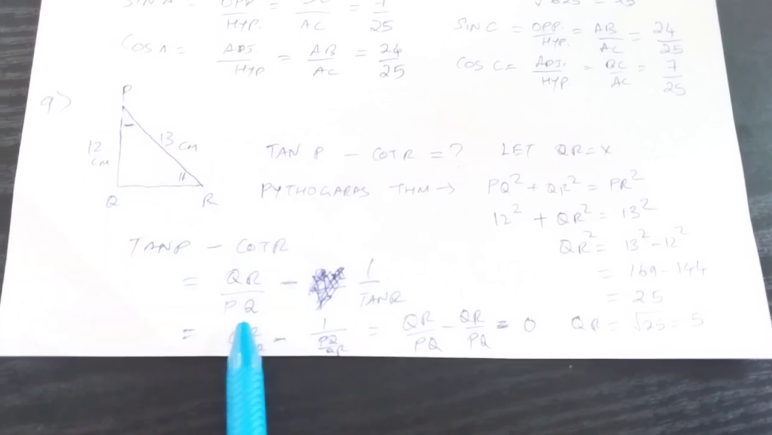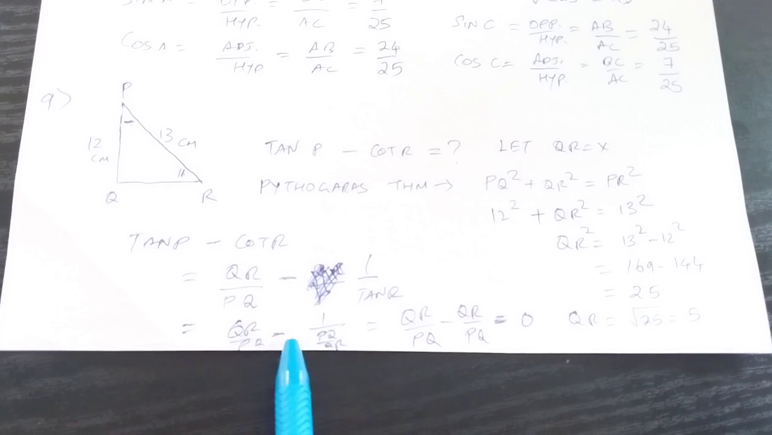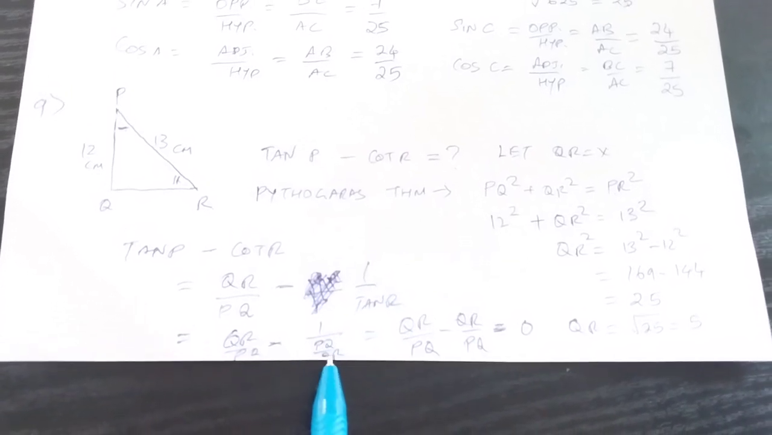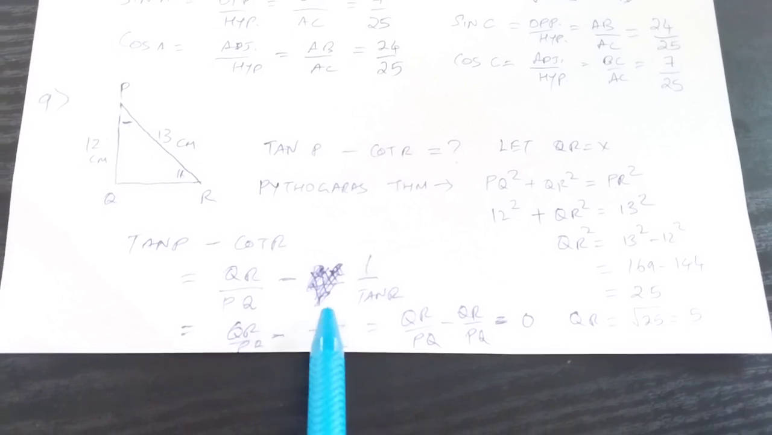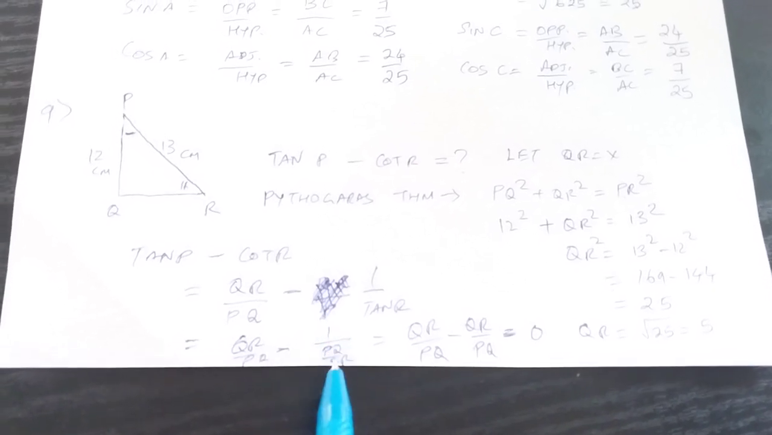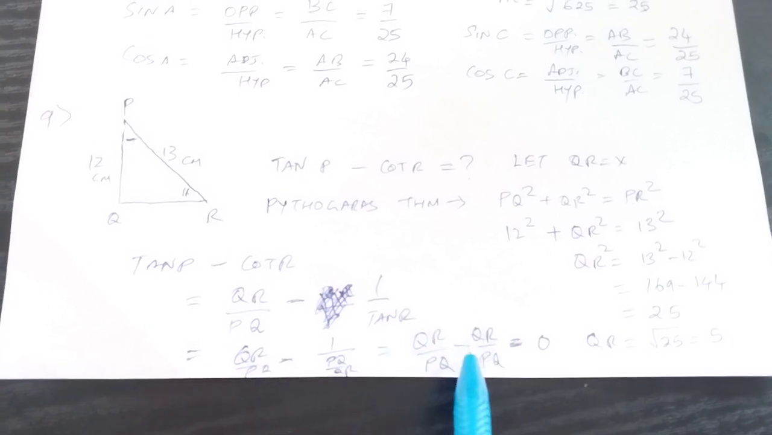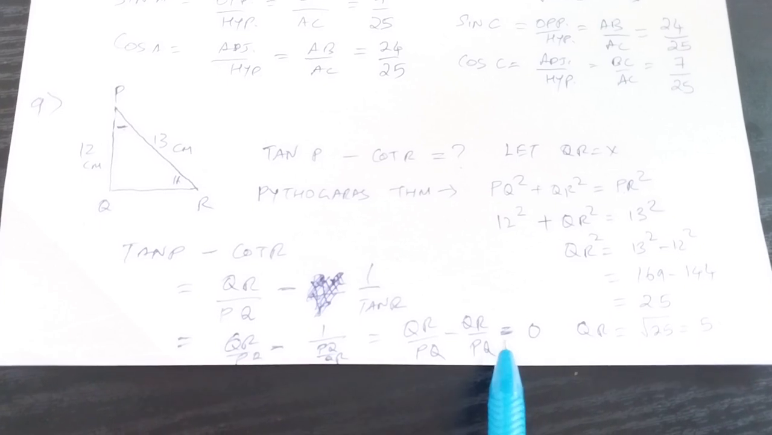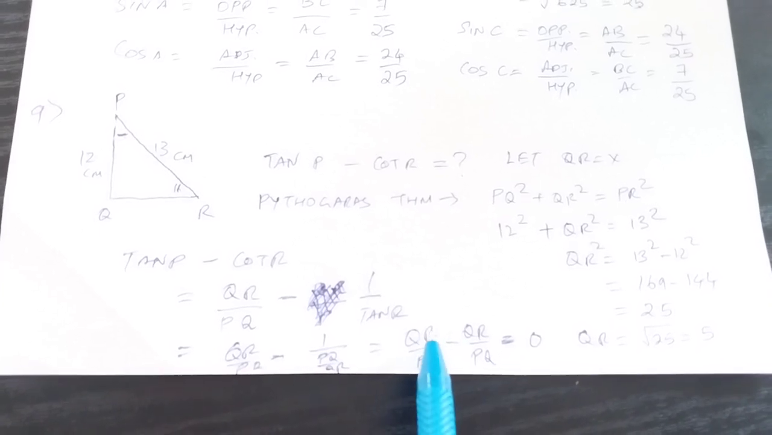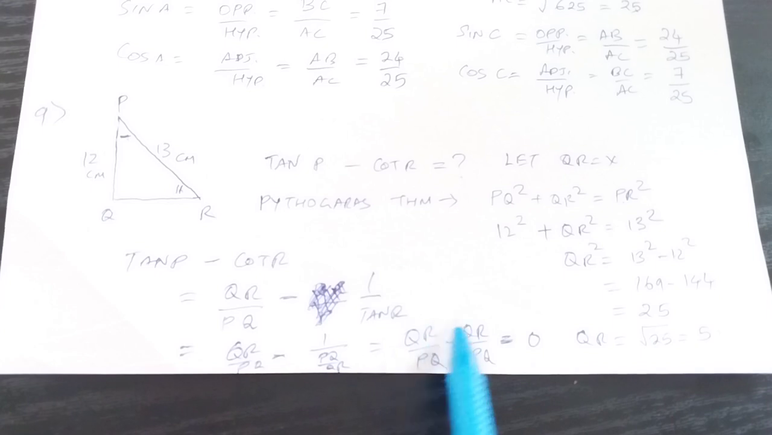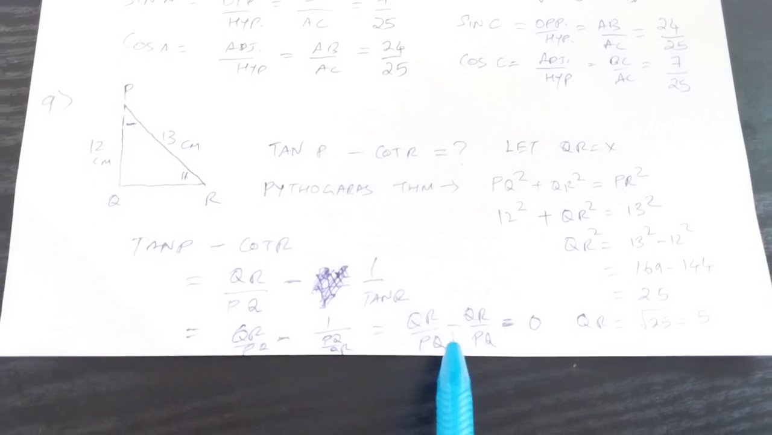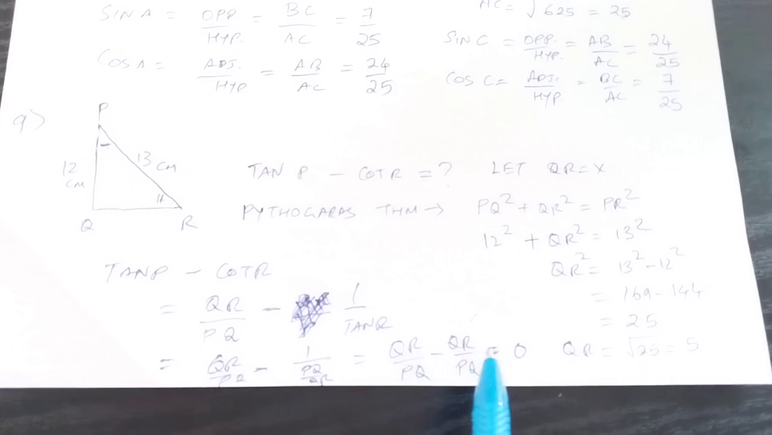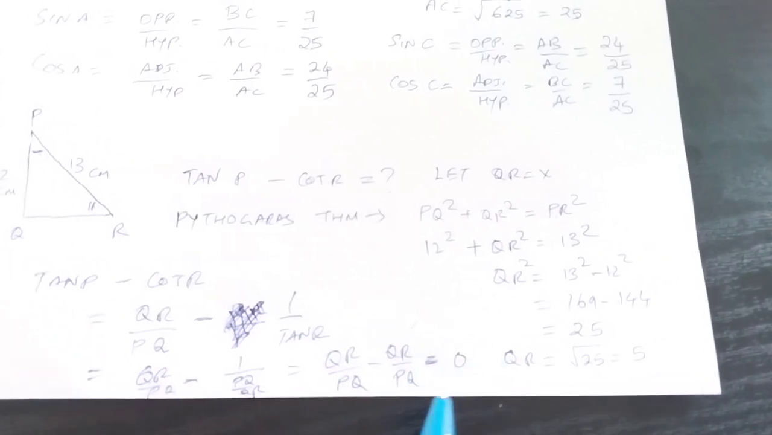Okay. So we get QR by PQ minus 1 upon tan R. Instead of tan R, we have written PQ by QR. Okay. So because this is a division and this is a fraction, this PQ by QR will get inverted. So we'll get QR by PQ minus QR by PQ. Okay. So look at this. It is like saying 5 minus 5 or 6 minus 6. This is also QR minus PQ. This is also QR minus PQ. Both are same. So some number minus the same number, we get 0. So that is the answer.